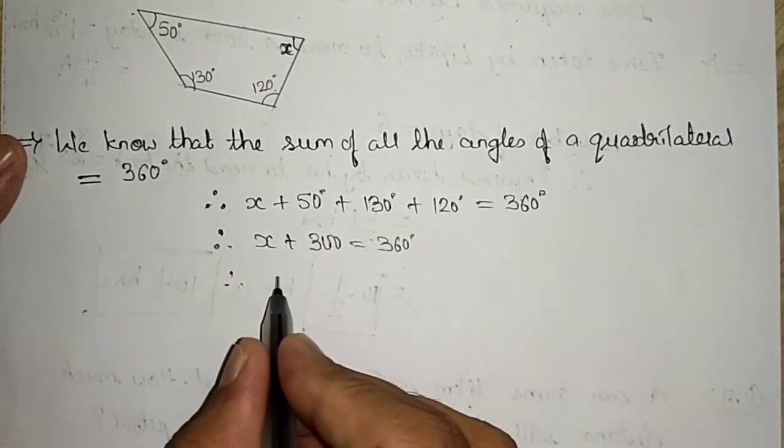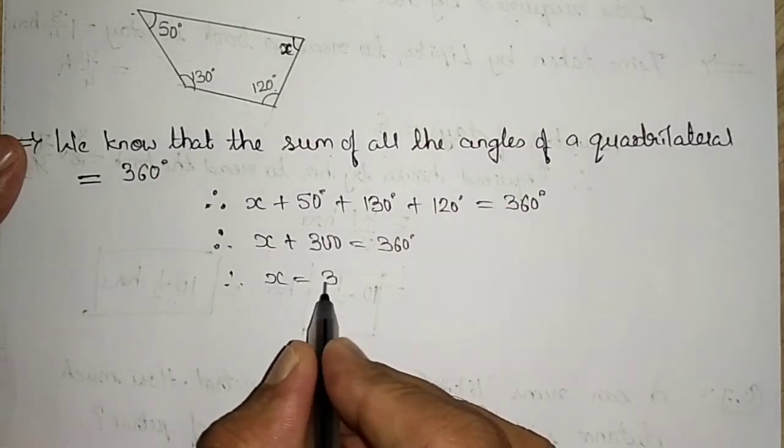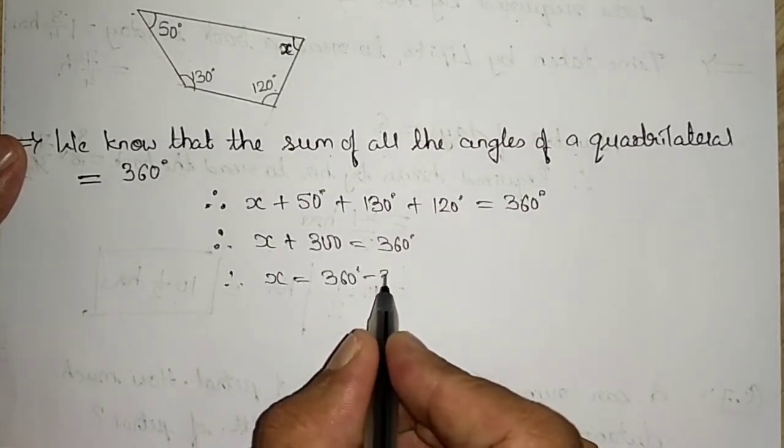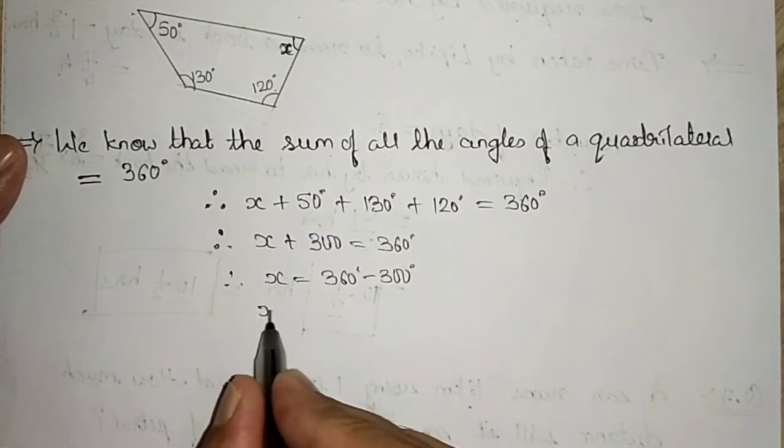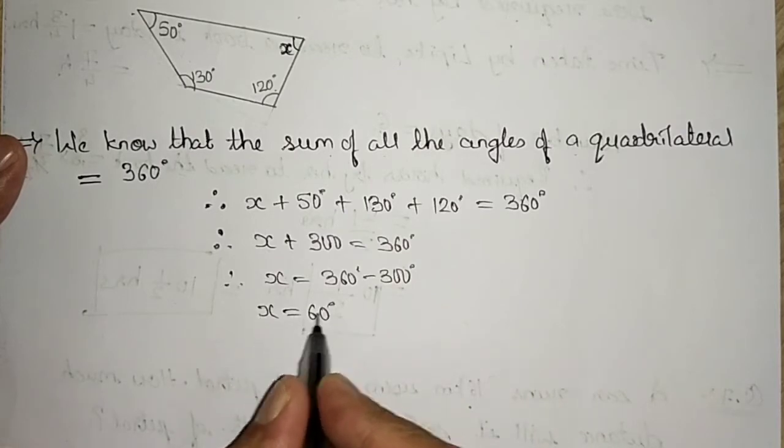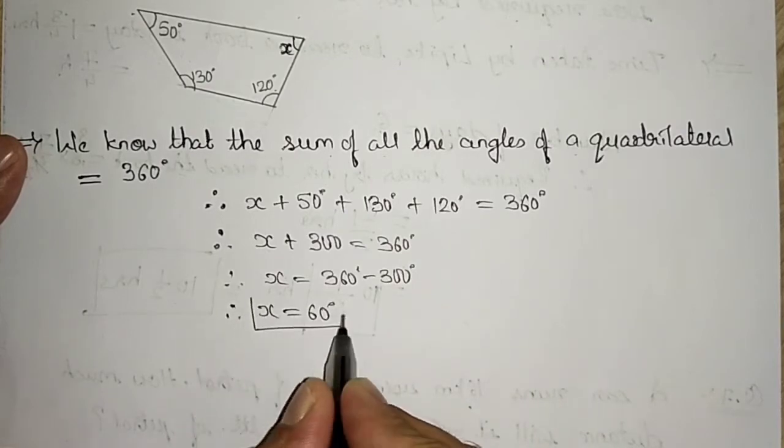If I take 300 over to that side, it will go there and subtract, so our x we will get as 60 degrees.